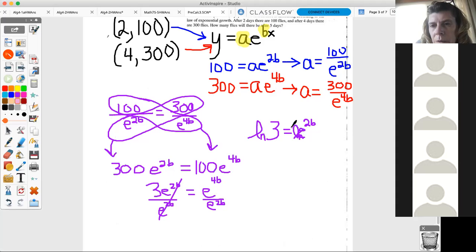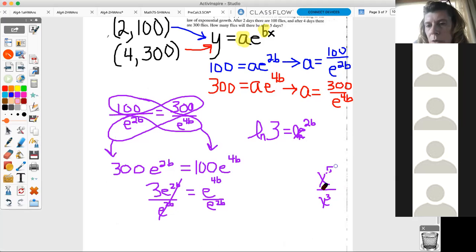Isn't e divided by e 1? Yeah, but they have powers here. You can't do that. Oh, okay. So you got to subtract. It'd be like x to the 5th over x to the 3rd. What do you do? Oh, yeah, okay.